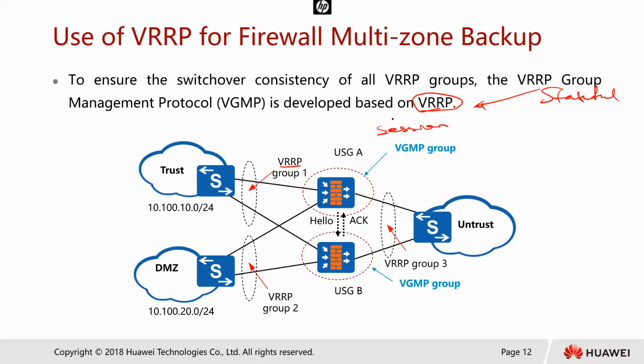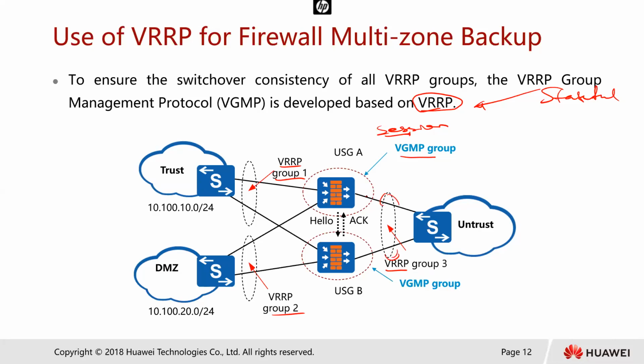What should we do? Let us use this protocol to make sure that we back up our sessions as well, to make sure that what is on our master is also what is on our backup. So, multi Vrrp groups on a firewall. We have group 1, we have group 2. On a firewall, these can be added to one VGMP group. These are created, put together, and added to one VGMP group.